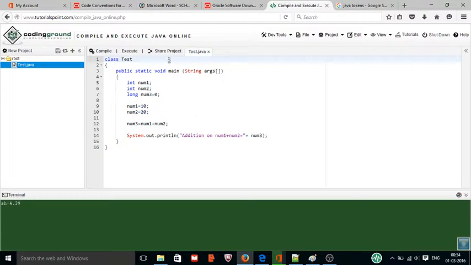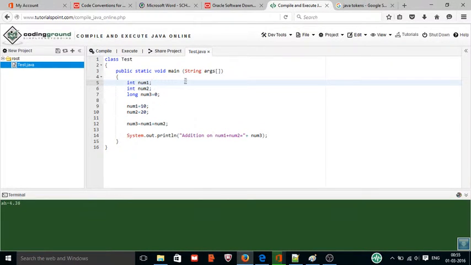I am keeping the same name, Test, because I have written the code and saved it as Test.java. Again, we see over here these are variable names. I have used lowercase.